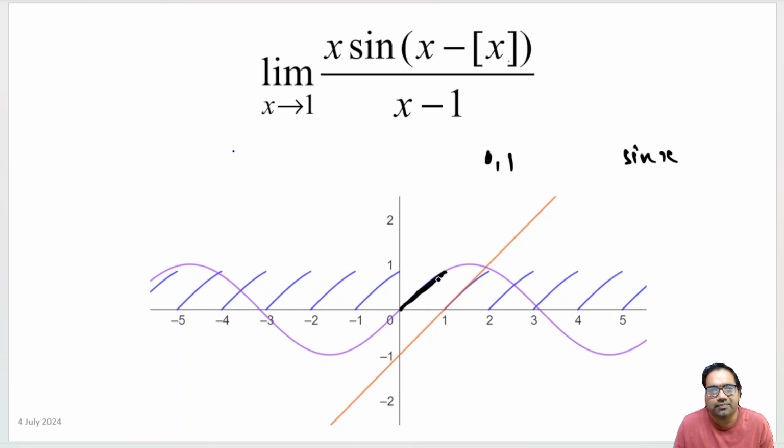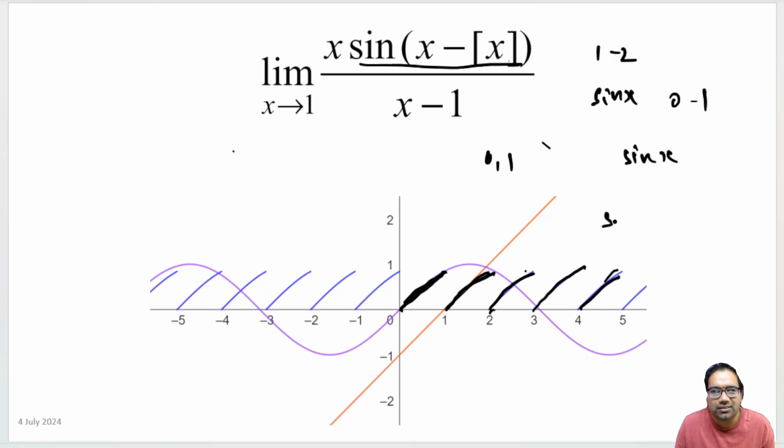Now, when x is between 1 and 2, then also it's the same graph. So that's why sine of x minus the absolute value of x is this one. All these parts will repeat themselves. Please understand, it repeats itself because when x is between 1 and 2, it is also equal to sine x when x is between 0 and 1. So only this part will be repeated again and again, because x minus the absolute value of x is not changing. It is always lying between 0 and 1.